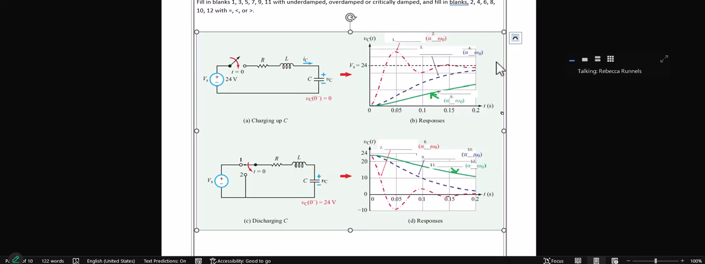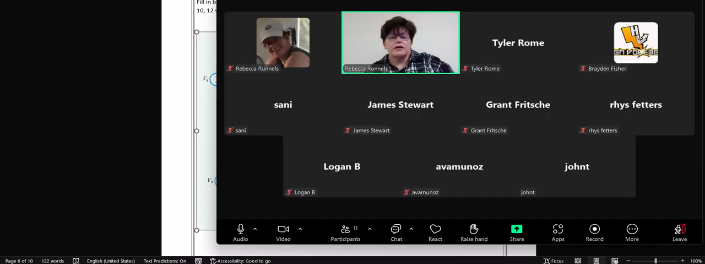Yes? I'm on the Zoom and I don't see what's up there. What do you see? I see the previous problem. Okay, it's not underdamped. There we go. I see it. That is underdamped. Thank you, James. That is the oscillating one. Yes.